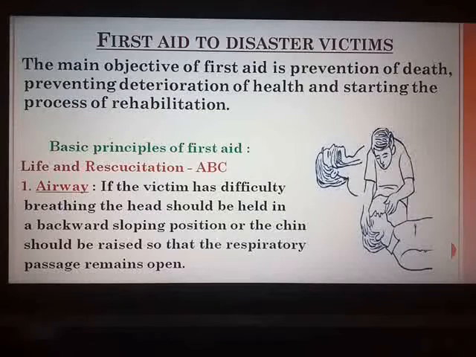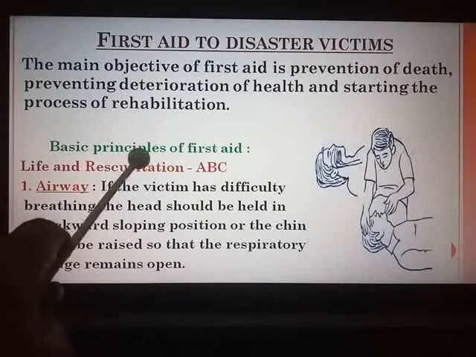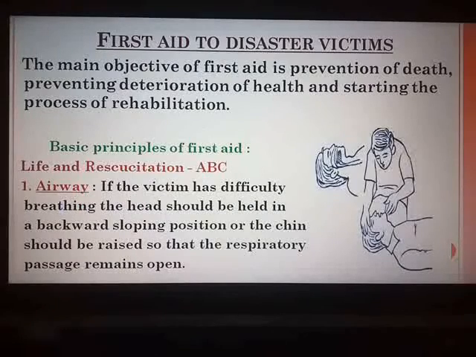So only by speaking of first aid won't do. It is very important for us to know about the emergency measures or the first aid practices which have to be followed. So the basic principles of first aid we are going to study here, that is life and rescue citation. ABC is the technique, it is the short form. Now what do you mean by ABC? One by one we are going to see. A stands for airway.